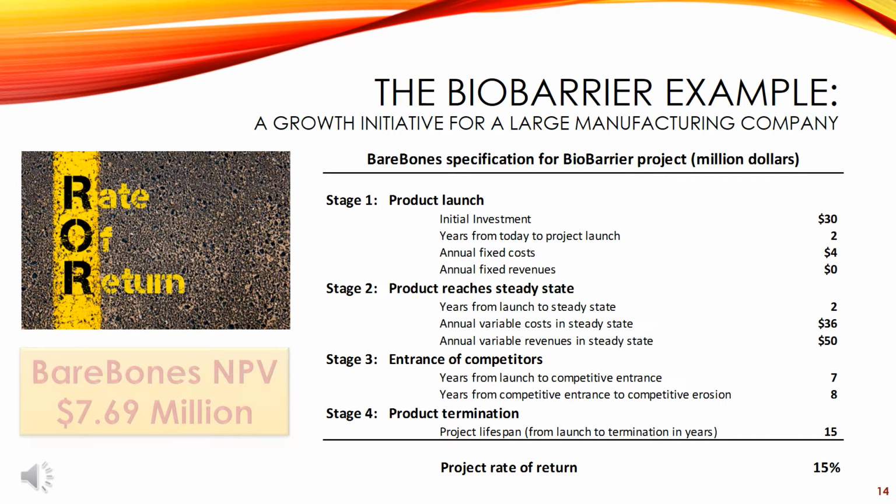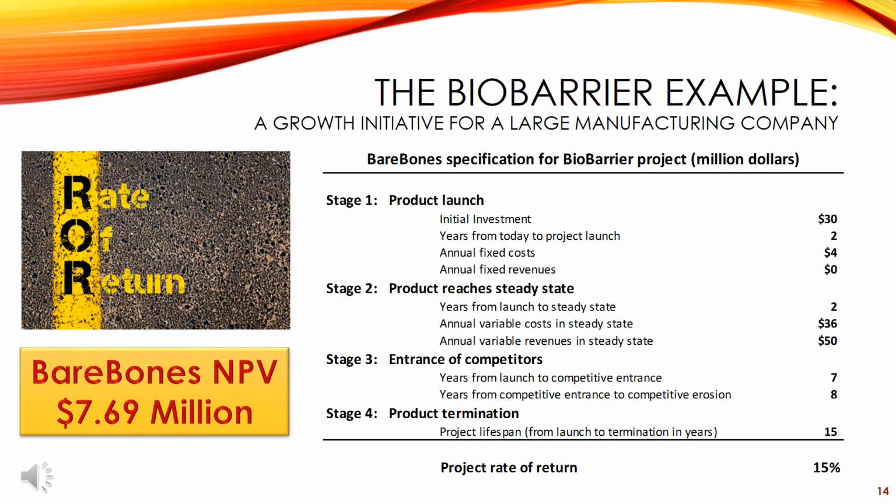The table displayed on slide 14 can be found as Figure 1 in your Discovery-Driven Growth textbook, on page 87. It contains the specifications that MC Chem used to run the bare bones NPV model for the BioBarrier project. Key assumptions that MC Chem made in developing these specifications were as follows.